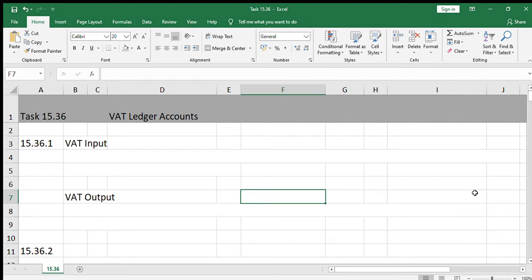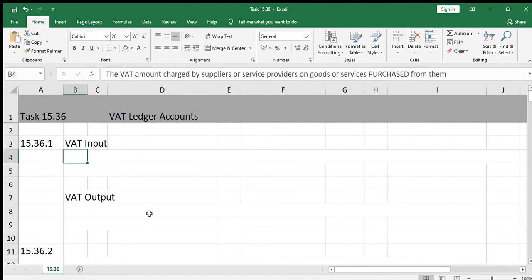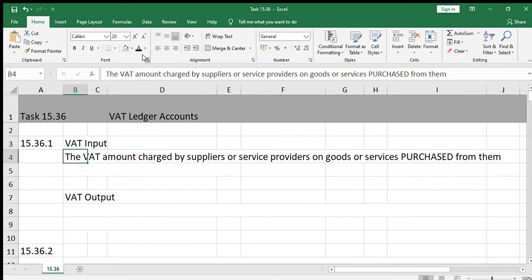Okay, so in 15.36.1, briefly explain what is meant by VAT input and VAT output. Okay, so these definitions are actually in the glossary at the back of your textbook. They will also be in the VAT module in your textbook. You must learn these definitions as they're very important for exams.